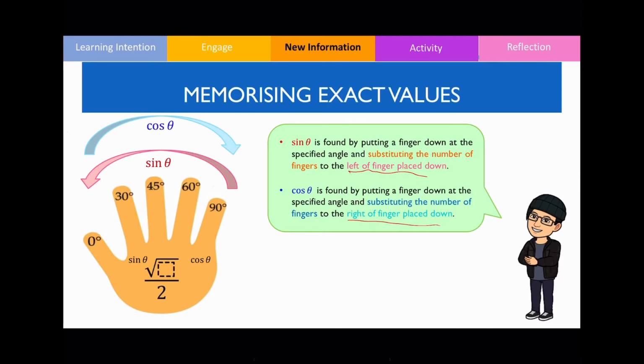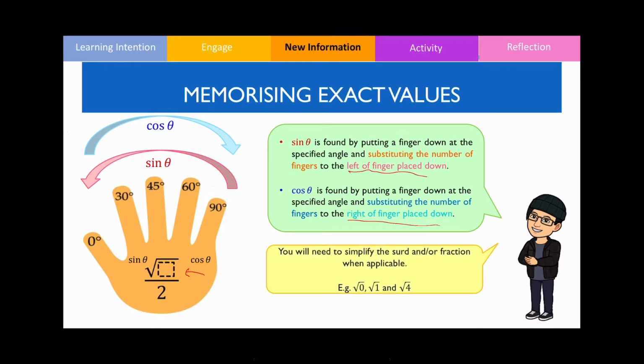Now, sometimes when you substitute a number into this particular formula, you will occasionally need to simplify the fraction when applicable. For instance, if there are no fingers found to the left of the finger you place down, then the square root of 0 is still 0, so you don't have to write the square root. Similarly, square root of 1 is the same thing as 1, and square root of 4 you need to simplify to become 2, okay?